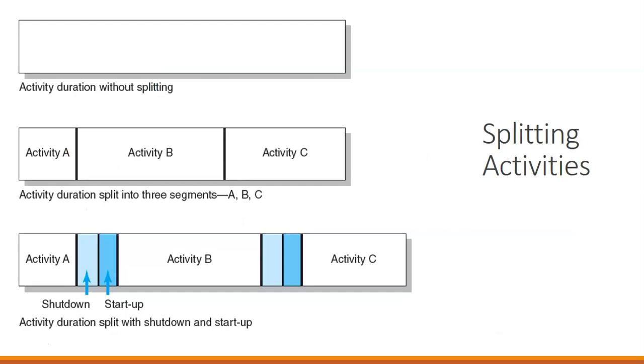When we talk about splitting activities, an activity duration without splitting is so many days. Now, if we split it into 3 segments, we add this duration of shutdown and startup. So we have to close out of activity A and get ready to work on activity B. We work on activity B for a little bit, and then we have to shut that down, move over, close our browser, move into something else, and start up with activity C. Splitting activities almost always adds time to projects.